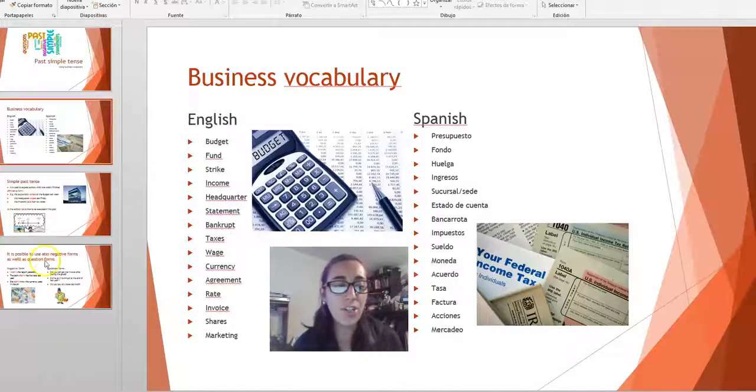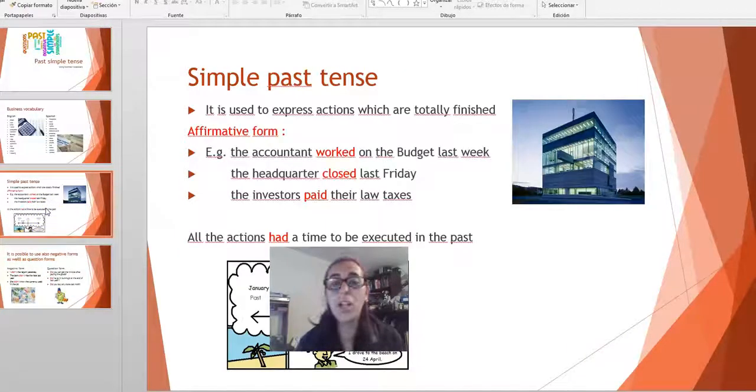So now we are going to check the simple past tense definition. What is simple past tense? What do we imagine it is? Well, basically we can say it is used to express actions which are totally finished in the past, right? So something that you did in the past, you finished totally there. You can repeat the actions, but that specific moment, that specific action was totally finished in the past.